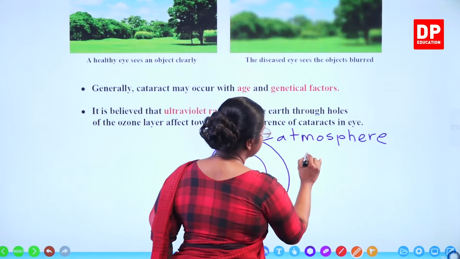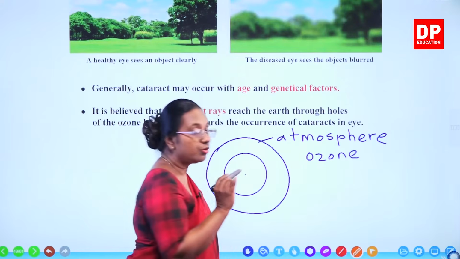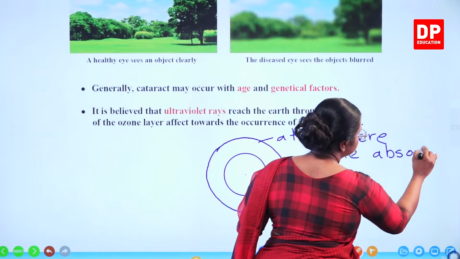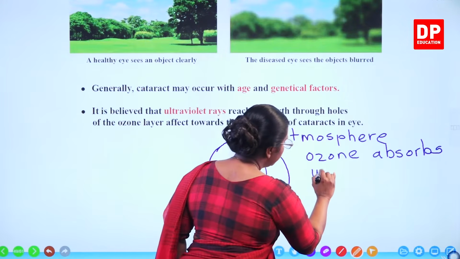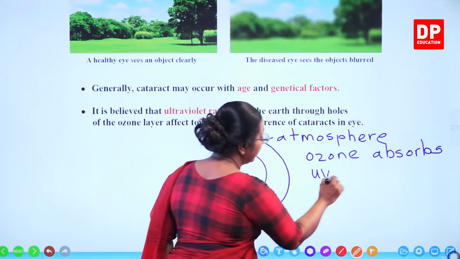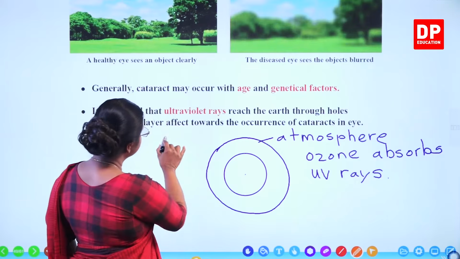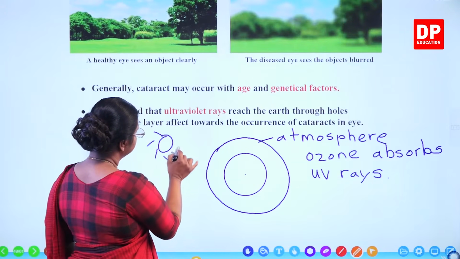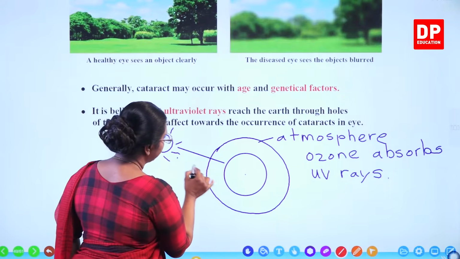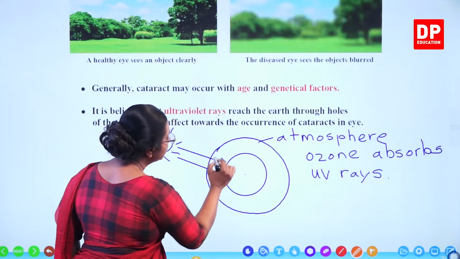And in the atmosphere, there is ozone gas. Now, this ozone gas absorbs UV. UV is the ultraviolet rays, UV rays. Say if this is the sun here, there are UV rays coming from the sun and these rays are absorbed here.